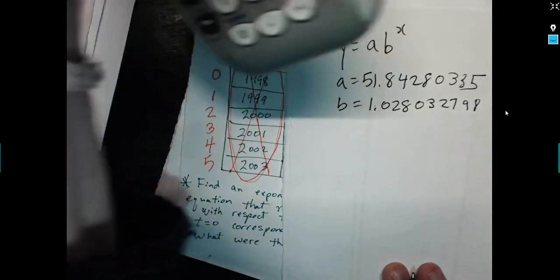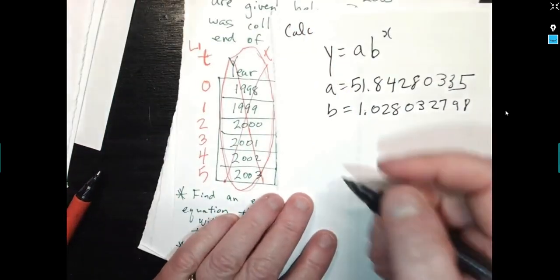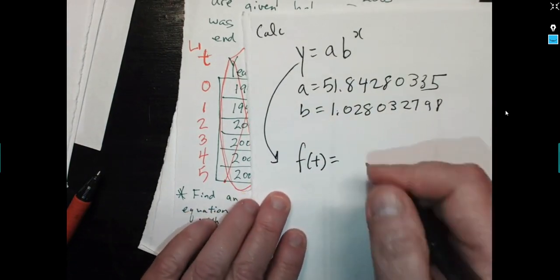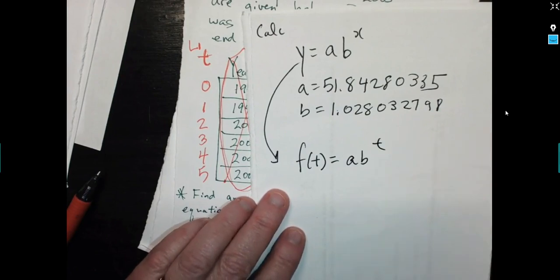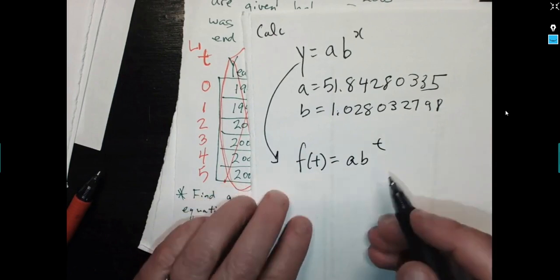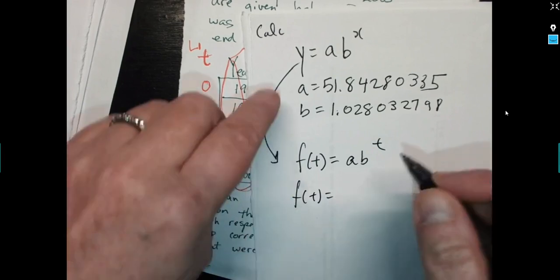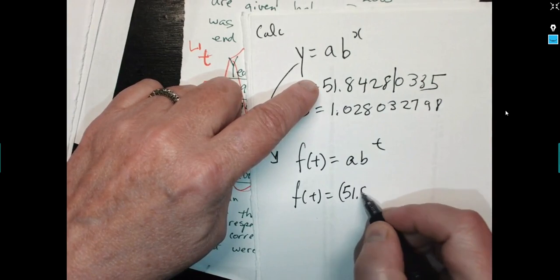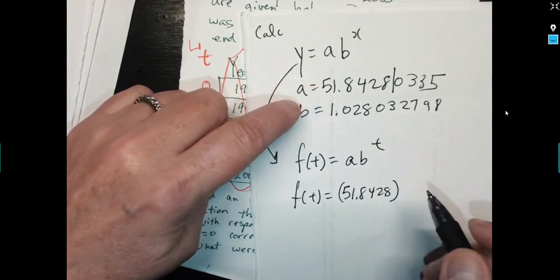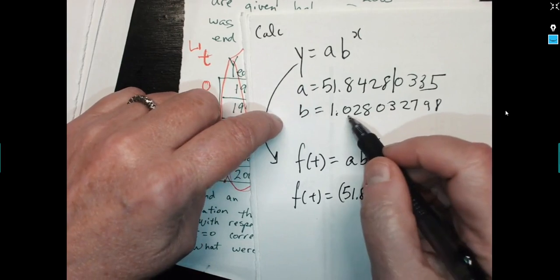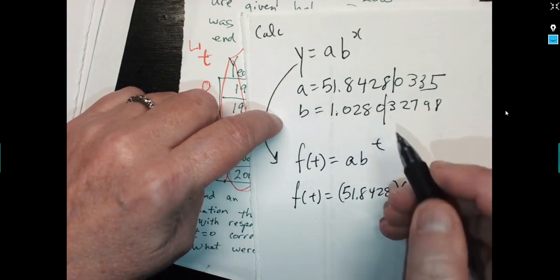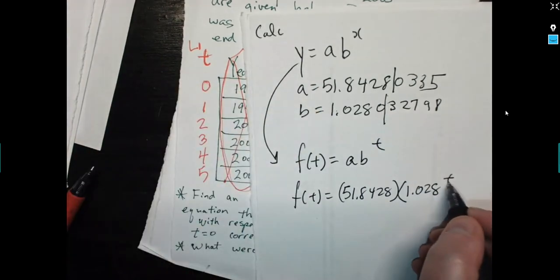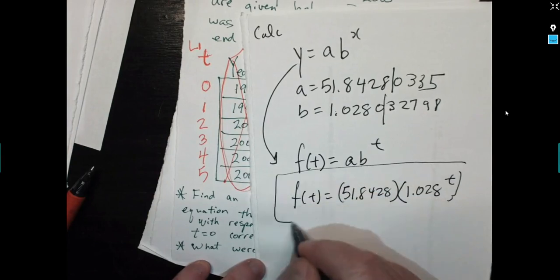Okay. Now I'm going to write my regression equation with respect to t. So it's going to be f of t equals a times b to the power of t. And I'm going to take these to 4 places. So I'll have 51.8428 times b, 1, 2, 3, 4, and that 3 doesn't change anything, so I don't have to write that, 1.028. That is my regression equation.